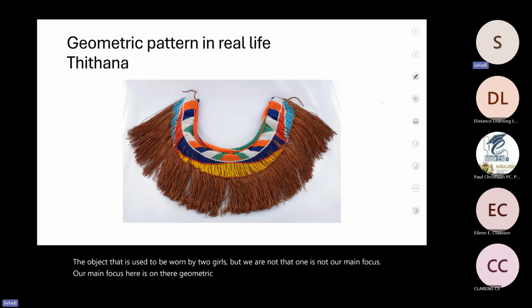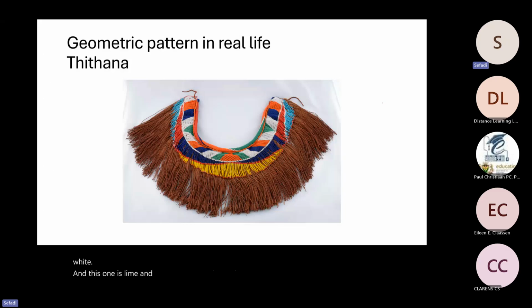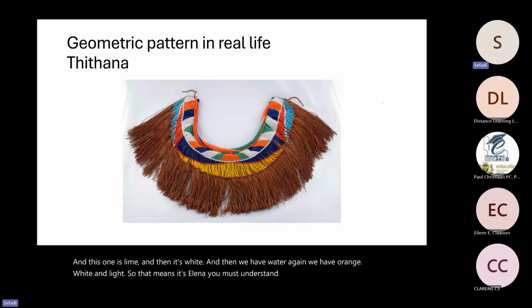I want you to understand that in geometric patterns, there is a certain arrangement. Here we have the white color, the orangey color, the blue color. Can you see that those colors are placed white, orangey, and blue? And then it is white, and this one is lime, and then it's white. And then we have orangey, blue, white, and lime. So that means as a learner, you must understand this arrangement of the pattern.